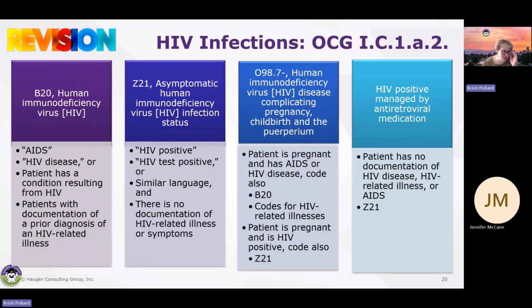Now, the big thing to remember here, and there is a guideline that says this, is that you can go from a Z21 to a B20, but you can't go from a B20 to a Z21. Now, that doesn't mean that you can go back and look at what was coded on their last encounter. We have to code just with the information and the documentation that is for the current encounter that we're coding. But once they've had an HIV-related illness, they will always be a B20. They won't go back to a Z21.